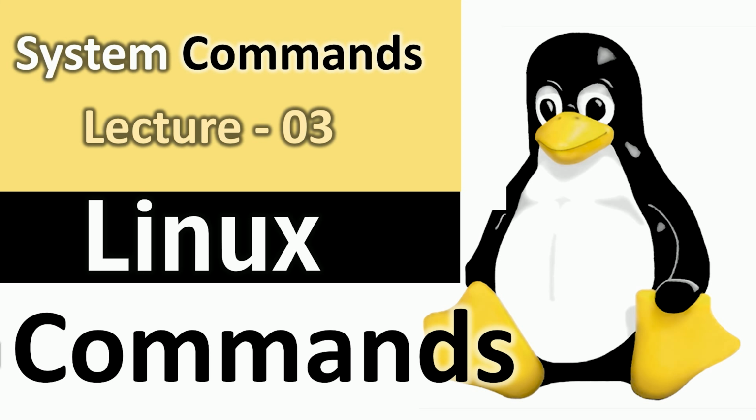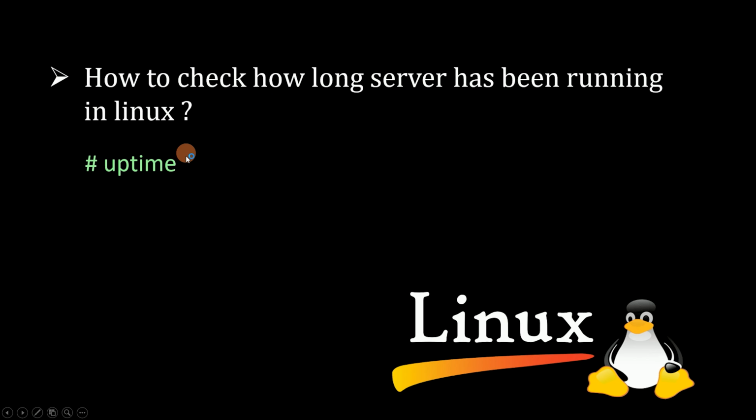This is lecture 3 for the series Linux commands, and in this video we will discuss multiple system commands that will be helpful for you. So let's start with the first command: how to check how long a server has been running in Linux. You can use the uptime command for that. It will show you the details for how long it has been running.